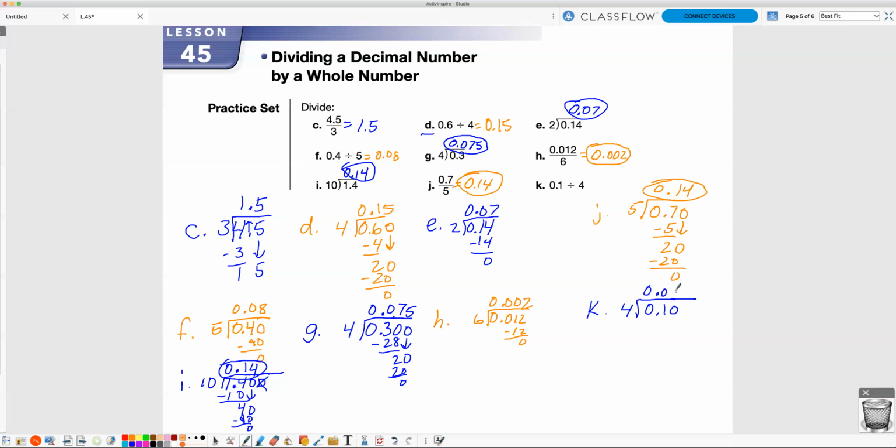10 divided by 4 would be 2. 2 times 4 is 8. Subtract that would be 2. I need to add another 0. I'm going to throw that down there. 20 divided by 4 is 5. 5 times 4 is 20. And there's nothing left over. So letter K equals 25 thousandths for the answer.